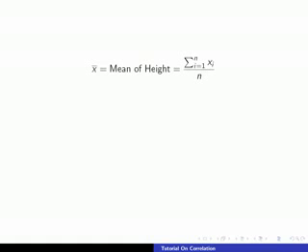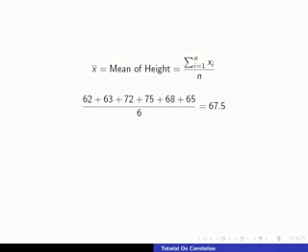First we'll find the mean of our height values. So we have our formula which reads as the sum from i equals 1 to n of xi divided by n. All this means is that we add all our height values together and divide by the number of observations. So here we have all our collected height values added together and divided by 6, which is the number of observations we have, to give a mean height value of 67.5 inches.